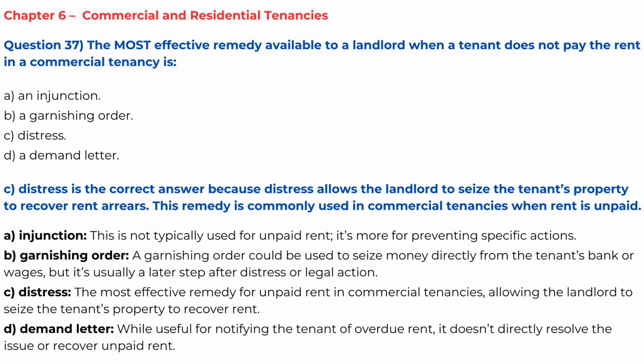A. Injunction. This is not typically used for unpaid rent. It's more for preventing specific actions. B. Garnishing order. A garnishing order could be used to seize money directly from the tenant's bank or wages, but it's usually a later step after distress or legal action. C. Distress. The most effective remedy for unpaid rent in commercial tenancies, allowing the landlord to seize the tenant's property to recover rent. D. Demand letter. While useful for notifying the tenant of overdue rent, it doesn't directly resolve the issue or recover unpaid rent.